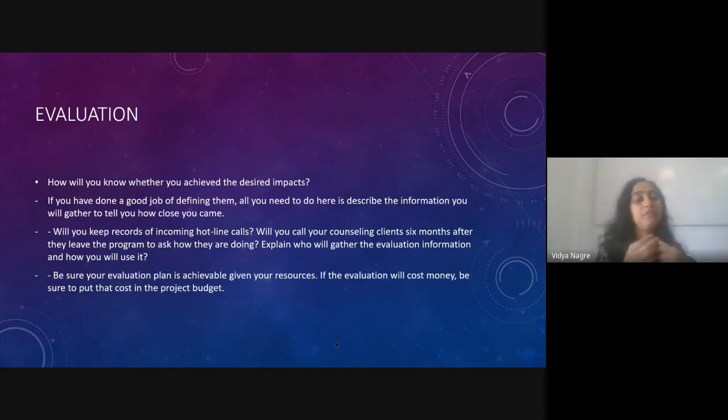Evaluation is something very important. How will you know whether you achieved the desired impact or not? If you have done a good job of defining them, all you need to do here is describe the information you will gather to tell you how close you come. For example, if you are very much sure about the outcomes of your research and what kind of background study you have done, convince them on that basis.